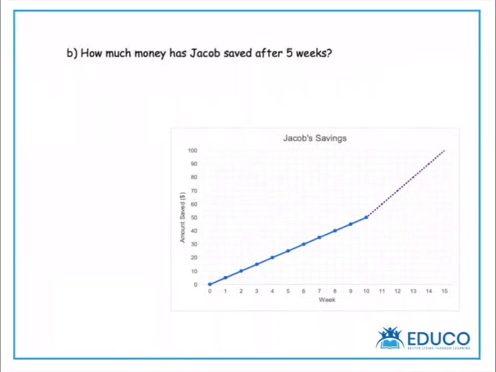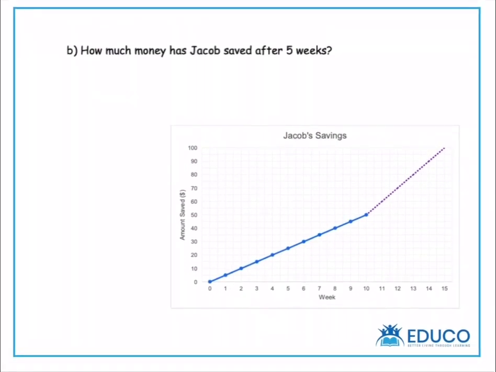Our next question is asking us, how much money has Jacob saved after 5 weeks? So in this case, we're going to follow the exact same format we did last time, and we're going to find our number on the x-axis, go all the way up until we meet our line, and then look on the y-axis to see how much money he saved.